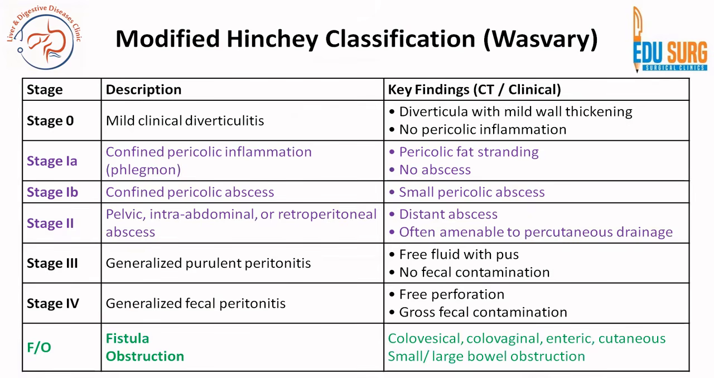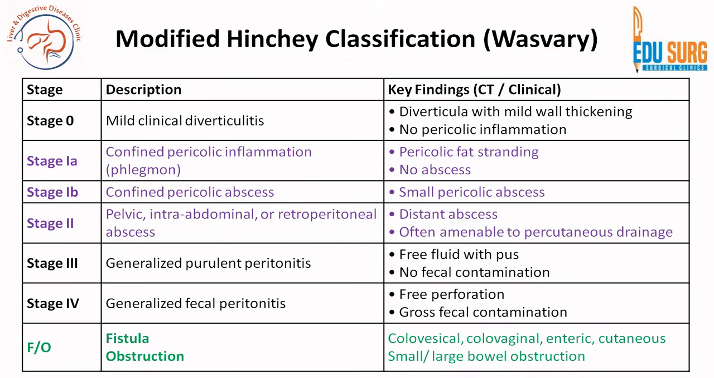The final classification of Hinchey, which is modified and which is the Wasvary modification, is what you usually see in your exams and your books. 0 is mild clinical diverticulitis, 1A and 1B is phlegmon, that is confined pericolic inflammation or confined pericolic abscess, which is small. Type 2 is pelvic, intra-abdominal or retroperitoneal distant abscess, often amenable to percutaneous drainage. So remember, 1 and 2 are abscesses. 3 and 4 is still the same that you saw in the previous classification.